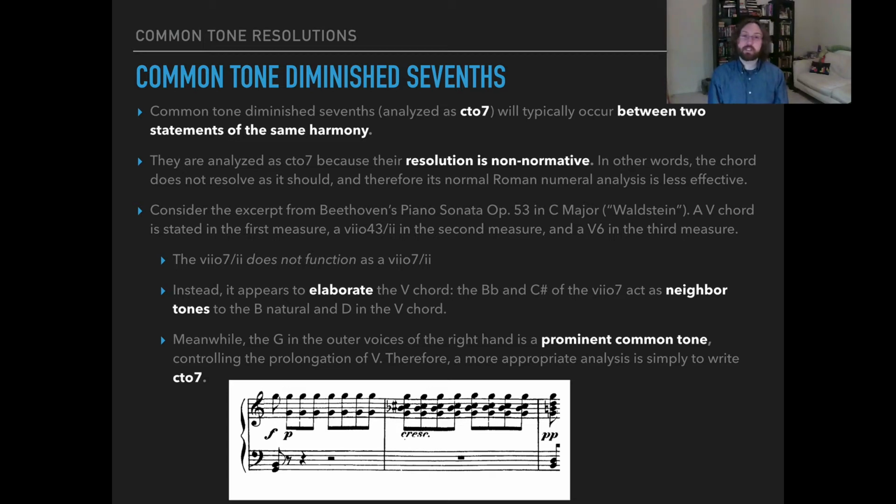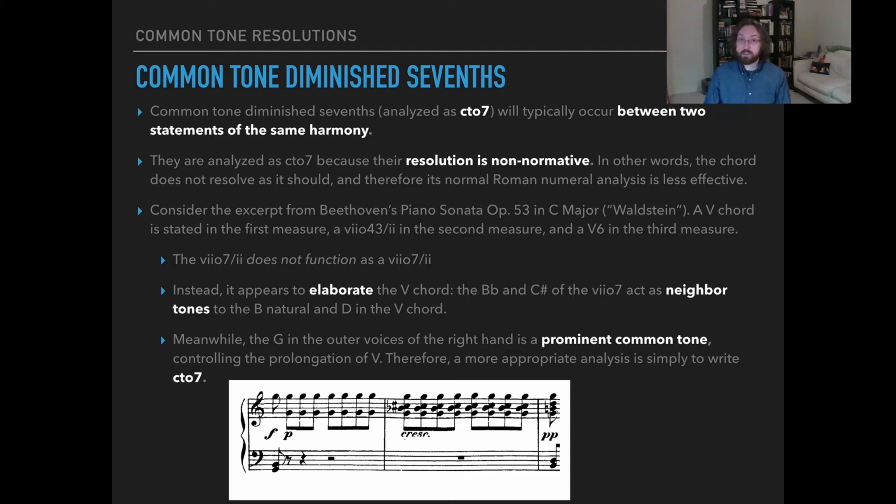Let's consider, for instance, this excerpt from Beethoven's Piano Sonata Opus 53 in C major, the Waldstein. Here, a 5 chord is stated in the first measure of the excerpt. Then we hear these G's continuing that 5. We then hear C sharp, G, and B flat, which would be a 7 diminished 4-3 of 2, with the third being omitted. And we see this resolving to a 5-6 at the beginning of the third measure.